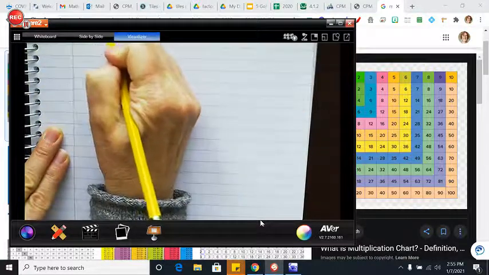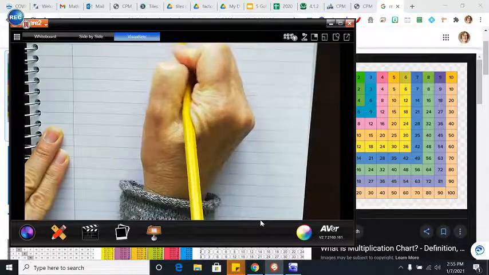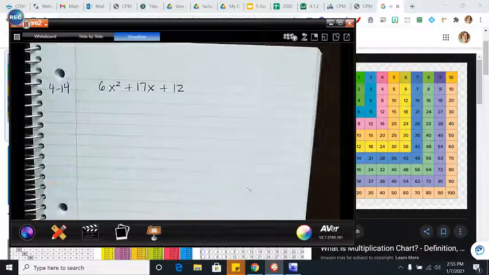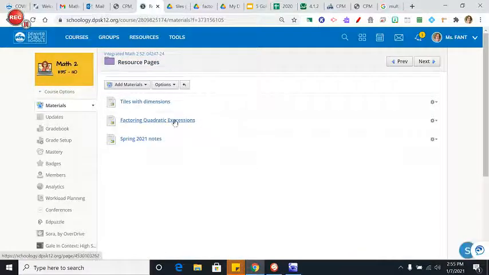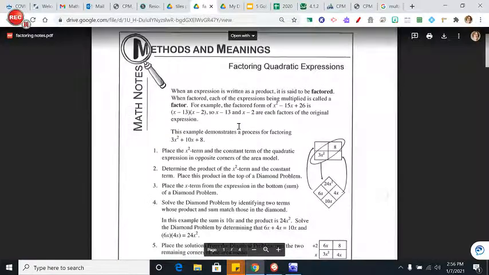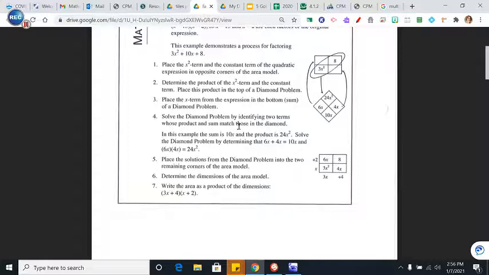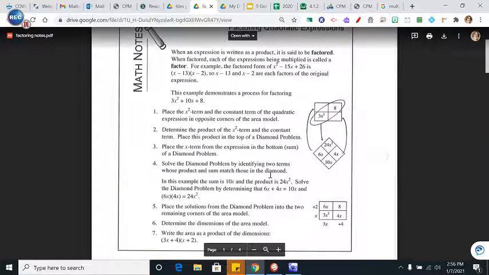So I want you to try, we actually did this one together and I made a different one, the exit ticket. So I do want to show you this. If you go to the main Schoology page in that purple resources page folder, you have this document, Factoring Quadratic Expressions. This is in the ebook. And these are some very helpful math notes. It just walks you through the process step by step. So if you're like, wait, what do we do after that? Here it is right here.